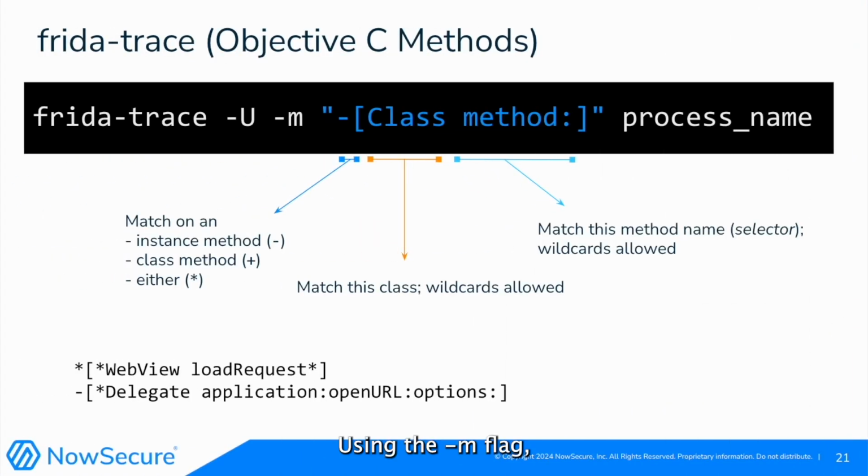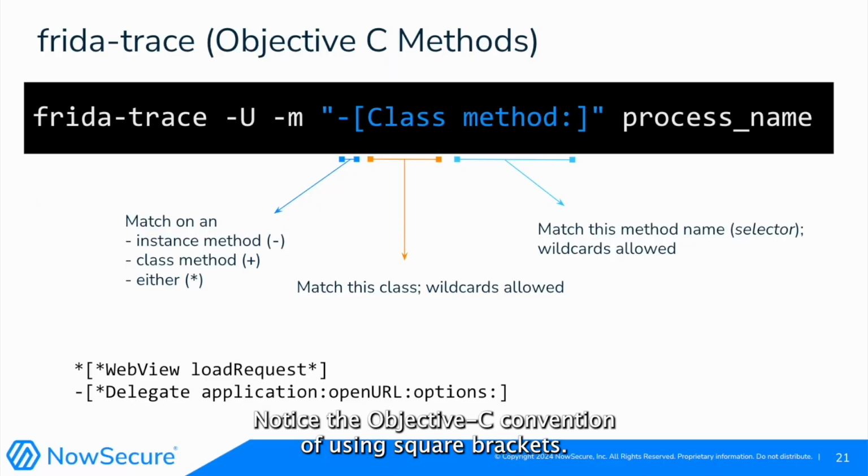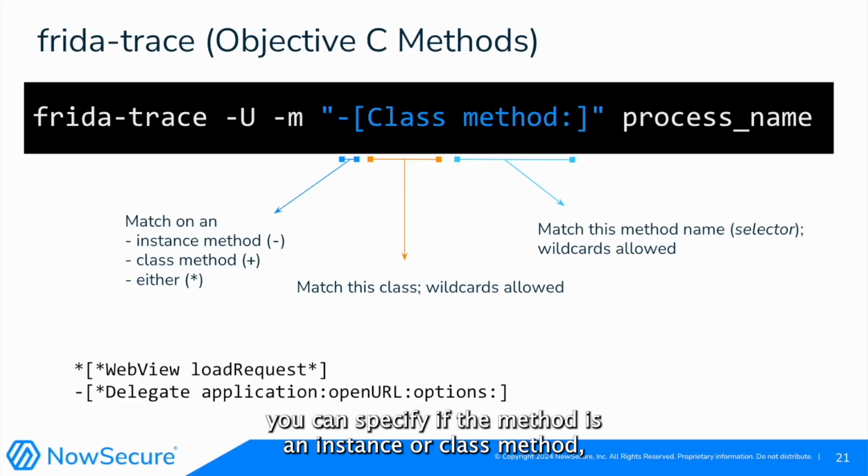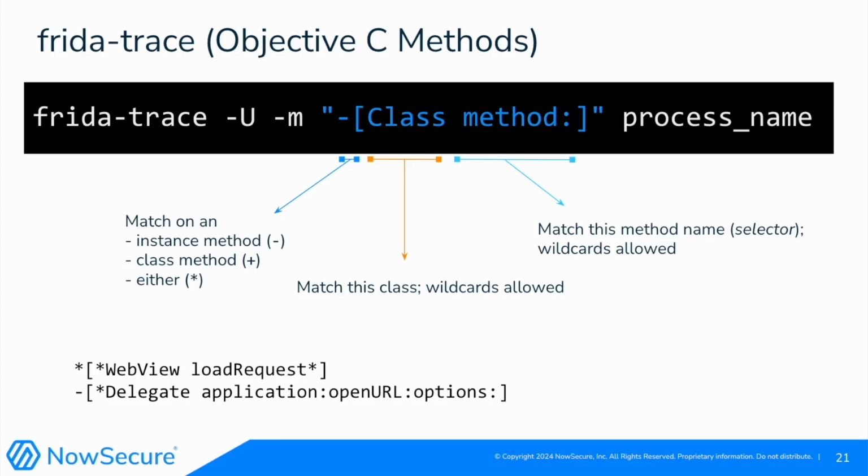Using the -M flag, we can trace Objective-C methods as well, in much the same way as Java and native methods. Notice the Objective-C convention of using square brackets. Outside the square brackets, you can specify if the method is an instance or class method. And as always, wildcards may be used.